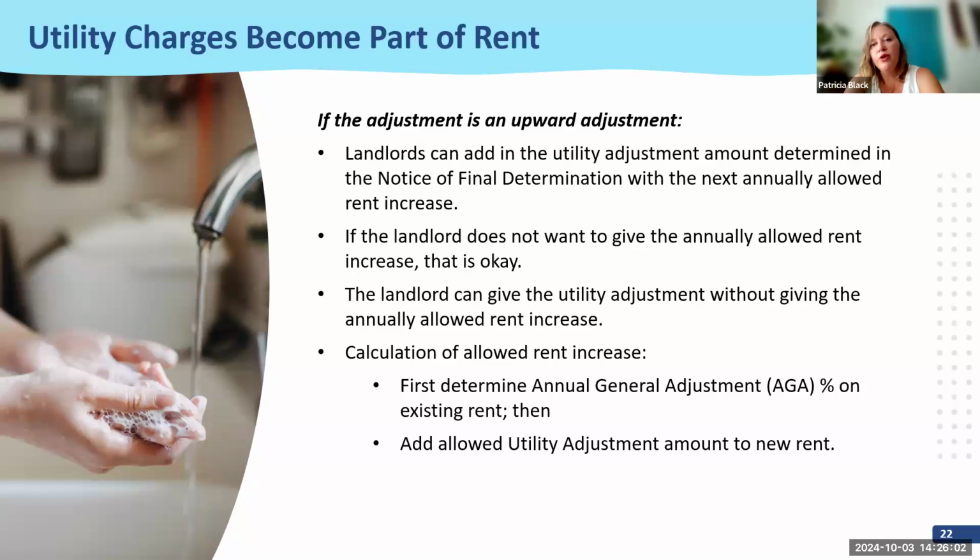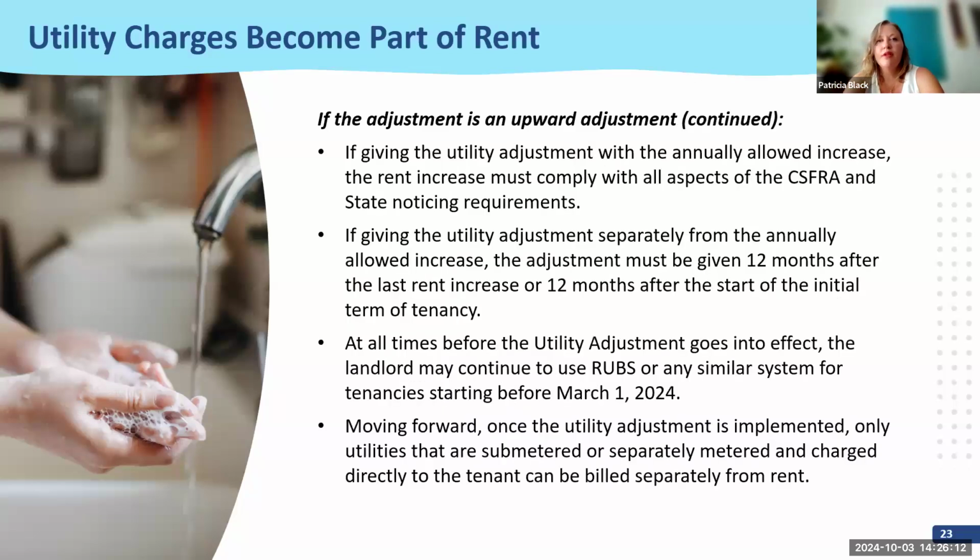And how to do that? We would first determine the annual general adjustment percentage on the existing rent, if you want to give it, and then you would add the utility adjustment to the new rent. If it's an upward adjustment and you're giving the utility adjustment with the annually allowed AGA rent increase, the AGA portion must comply with all aspects of the CSFRA and state noticing requirements.